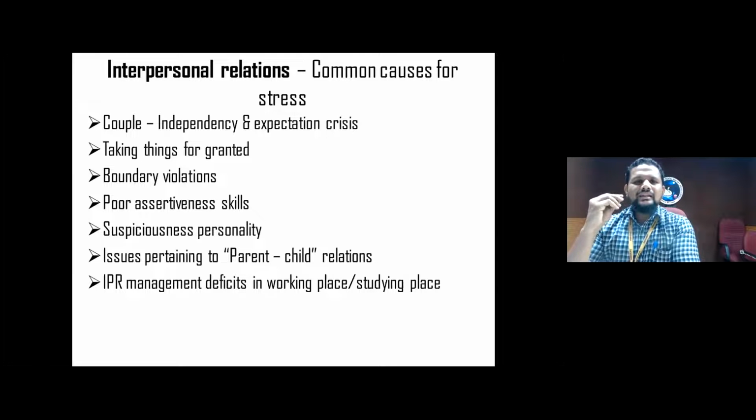Okay, and suspicious personality. For example, a husband is very suspicious, not of a paranoid psychiatric kind of issue, rather he might be always suspicious about the wife. So the wife will end up with a lack of independence and finally a stressful state.